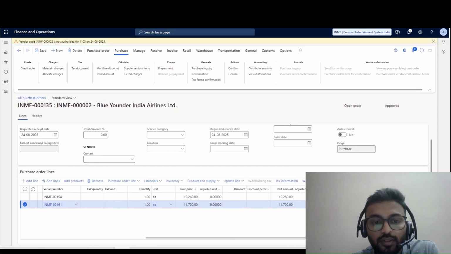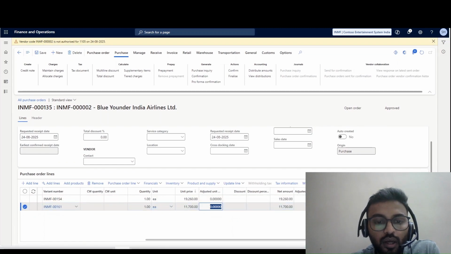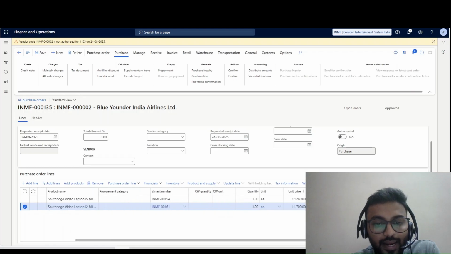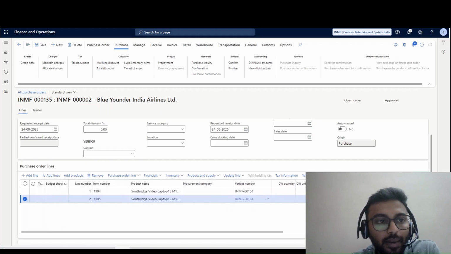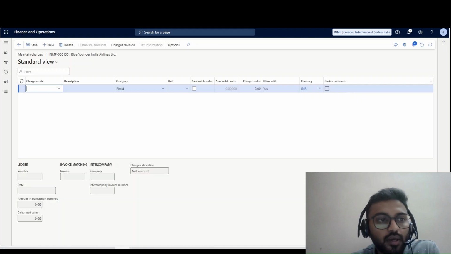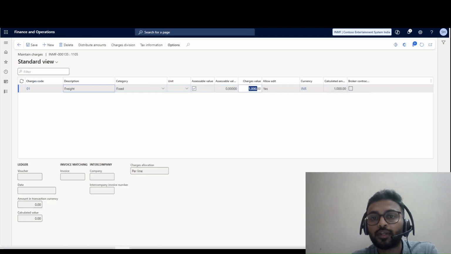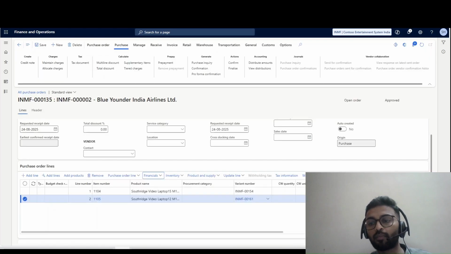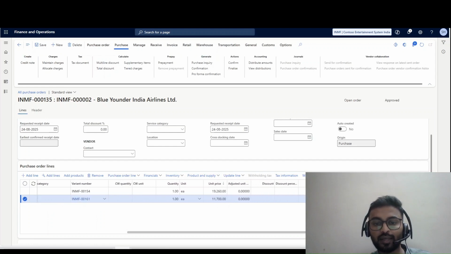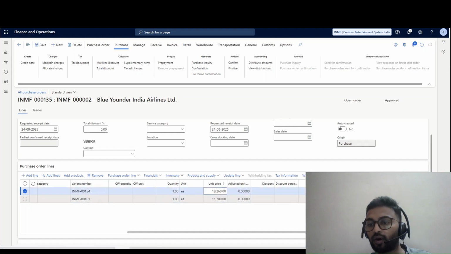So if you see here, there are two lines I have added, and on header level my maintain charges is 2000. Now it is bifurcated into the line level as 1000, 1000. So if I go here to the financial of each line, you can see 1000 rupees of fixed charges is there, and I have selected accessible value here, so it will be added in my accessible value. So here my unit price is 11,700, but my accessible value is 827, right? So that's how it will work.